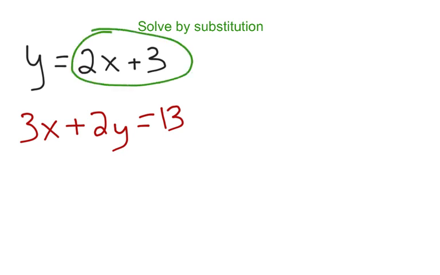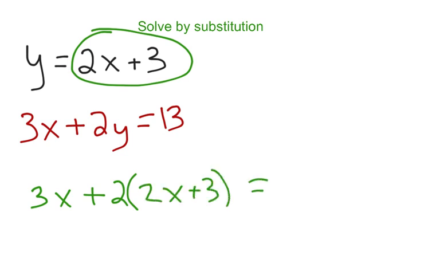So this is y. So y is 2x plus 3. So if I rewrote that second equation here, second one's here in red, I'd have 3x plus 2y. But y is also equal to 2x plus 3. Hence, I'm going to write 2x plus 3 there. And now I'm going to solve this.